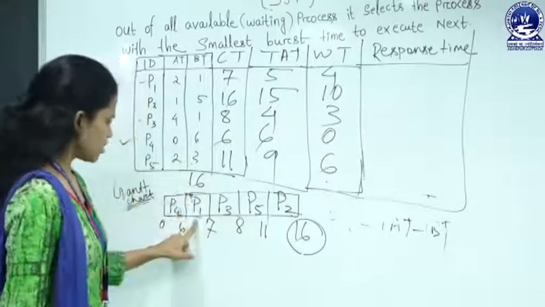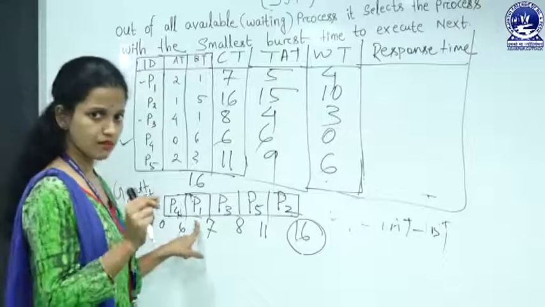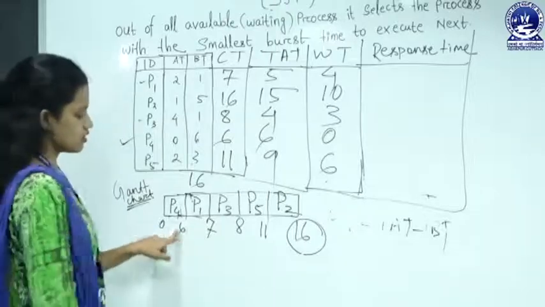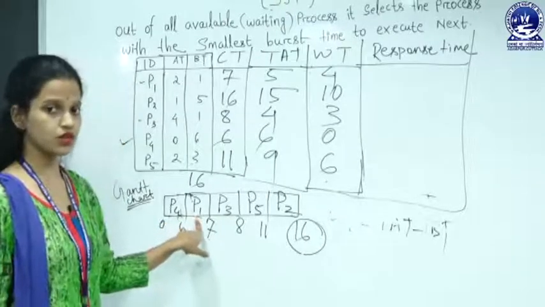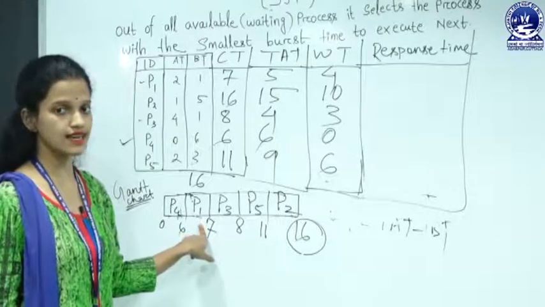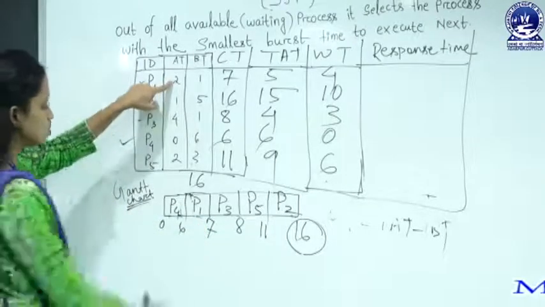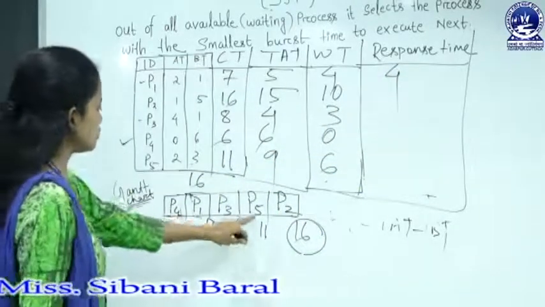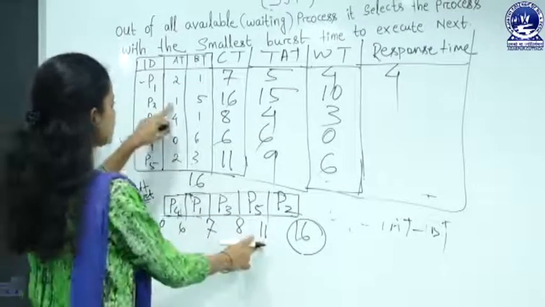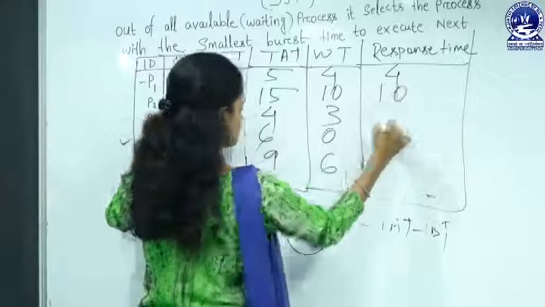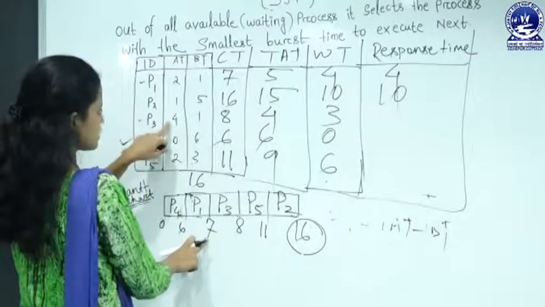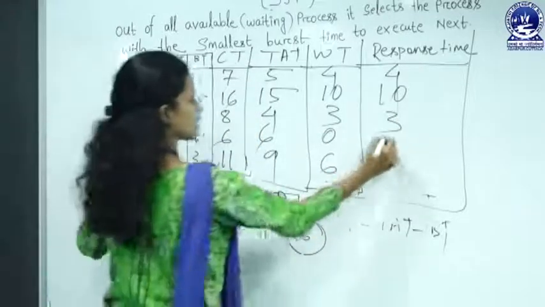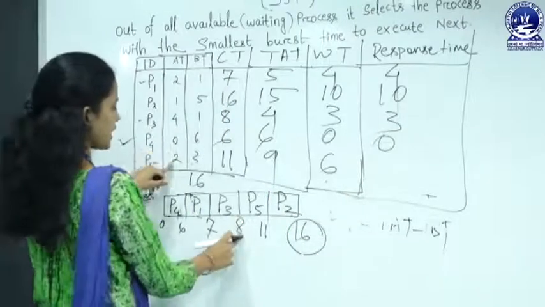See, for P1, what is the first time? The first time P1 is allocated to the CPU is 6. But at what time did P1 arrive in the ready state? See, 2. So 6 minus 2, that is 4. For P2, 11, but the arrival time of P2 is 1, so that is 10. For P3, that is 7 minus 4, that is 3. For P4, 0 minus 0, that is 0. For P5, 8 minus 2, that is 6.